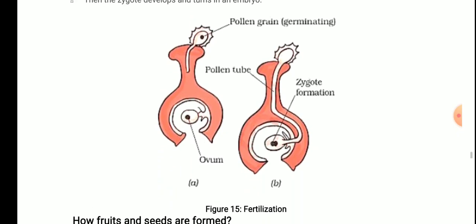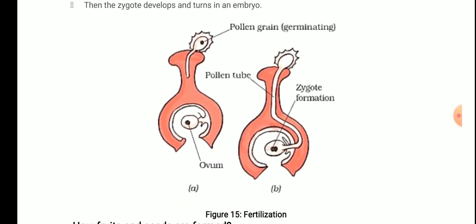Now, you can see the fertilization process. The pollen grain lands on the stigma. Okay, this one is the stigma part, and when the stigma recognizes that it is a pollen grain of the same plant, meaning the same species, it allows the pollen grain to germinate, and by germinating it releases the pollen tube. Inside the pollen tube there are male gametes.